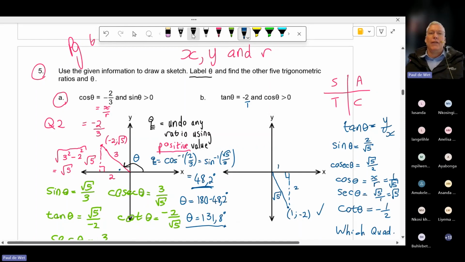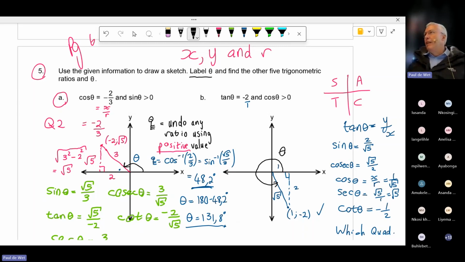Now, I want to remind us where theta is. Some people think theta is here. They are wrong. Some people think theta is here. They are wrong. Some people think theta is here. They are wrong. Where do we start? We start here, and we go all the way around there. I want you to draw that on your diagram. That is theta.